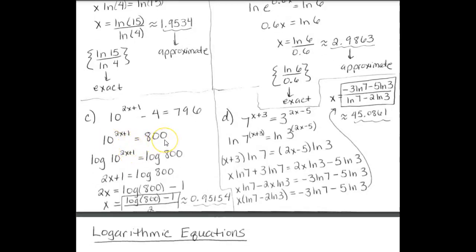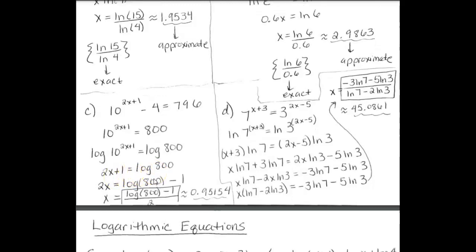I can't write 800 as 10 to a power. So I'm going to take the common log of both sides. And I'm going to use common log this time because I have a base 10 exponential expression. So the log of the left equals the log of the right. I chose common log because it was base 10, so the base matches the base, meaning this will simplify to just 2x plus 1 equals log of 800.